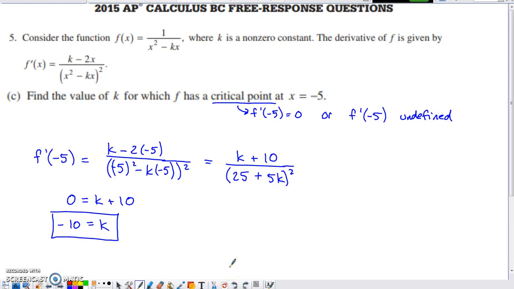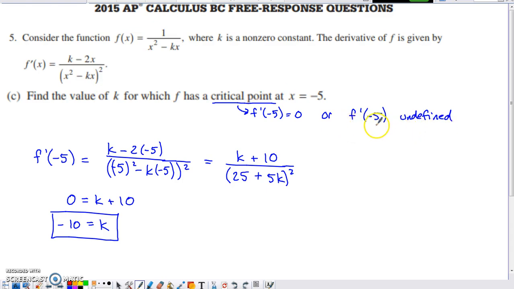Third part here, find the value of k where f has a critical point at the x coordinate of -5. So one of two things has to happen at -5 in order to make it a critical point. Either the derivative has to equal 0 there, or the derivative has to be undefined there. A rational function, a function that's a polynomial over a polynomial, is going to be undefined anywhere where the denominator is 0, and that's also where the derivative is going to be undefined. A rational function is not going to have any cusps or anything.